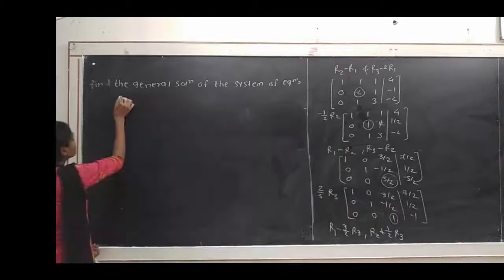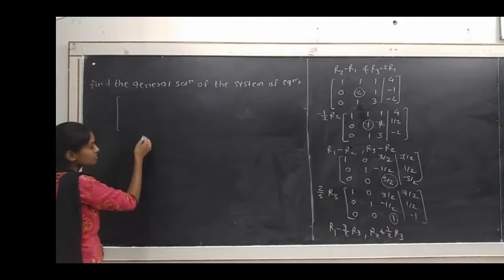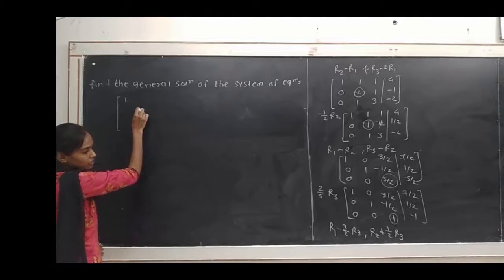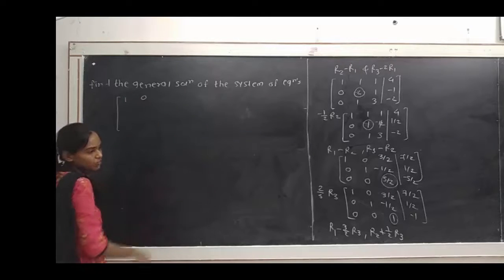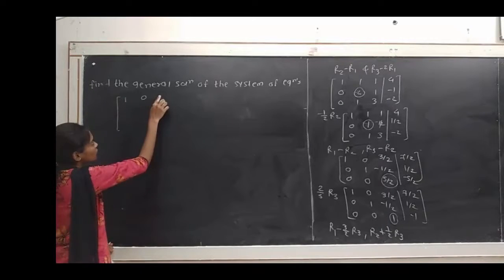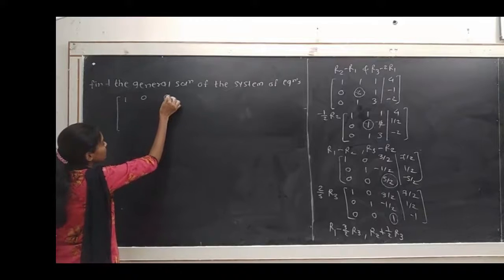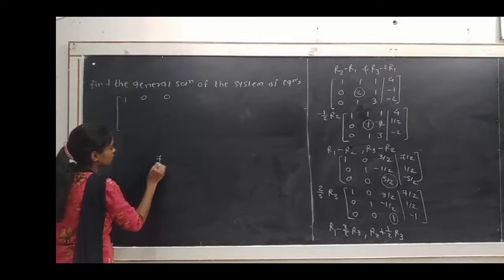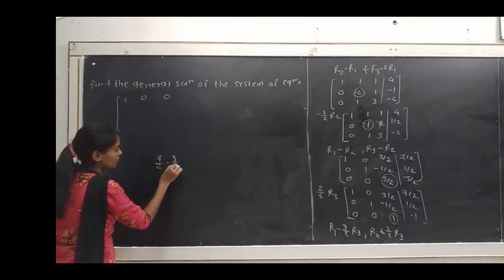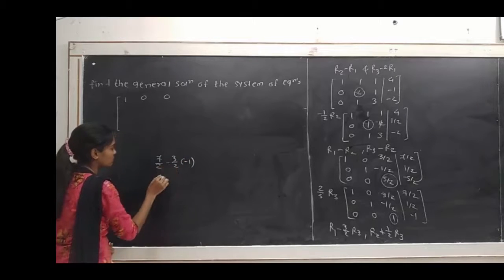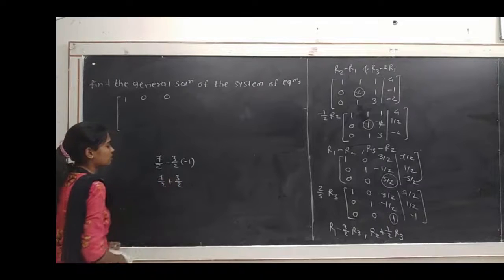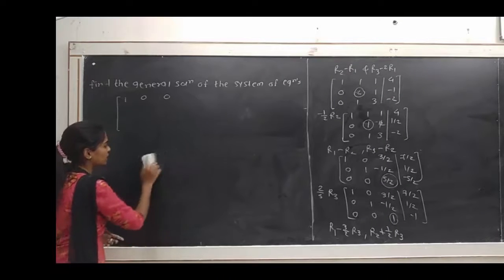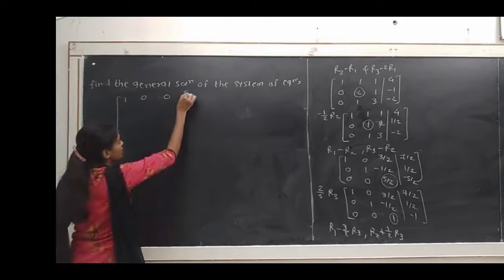So the first row changes. 1 minus 3 by 2 into 0, so 1. Then the next entry, with respect to the R3 entry being 0, will be 0. Then 3 by 2 minus 3 by 2 we get here 0, and the last entry changes to 7 by 2 minus 3 by 2 into minus 1. So minus minus plus, 7 by 2 plus 3 by 2. 7 plus 3 is 10, 10 divided by 2. That is, we get here 5.